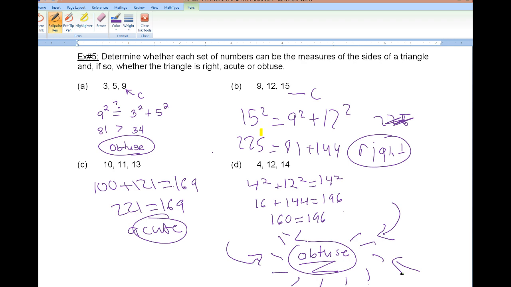Okay, guys, how can you tell if it's right? Is that equal? If they're equal, it's right. Remember, because that's what we just did.